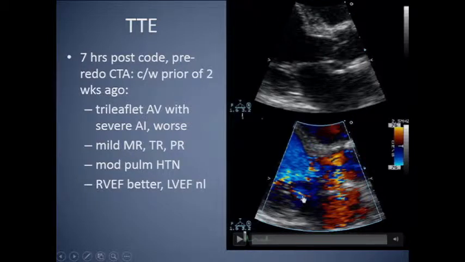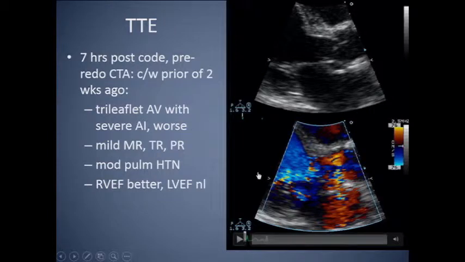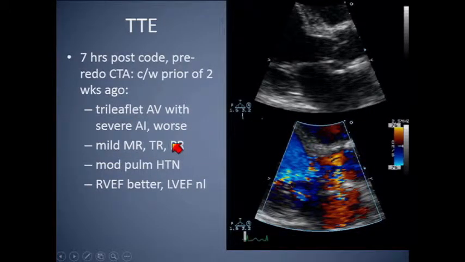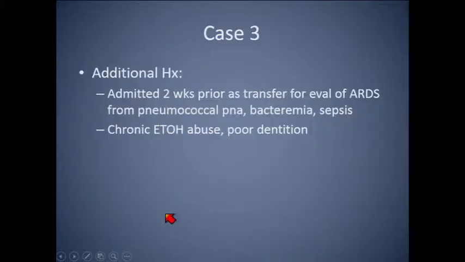And then after about 7 hours of that, she had a transthoracic echo, and it was compared to one that they had 2 weeks earlier. Really the only significant finding they noticed was that she had much more severe AI than she had 2 weeks before, and nothing else was going on. Just want to draw your attention to this little defect here, which actually had flow in it, which, again, they didn't really catch on transthoracic echo. We also saw some other history on her. She was actually pretty complex. She had been transferred in with ARDS from pneumococcal pneumonia, bacteremia, and sepsis, and had some unhealthy lifestyle issues.